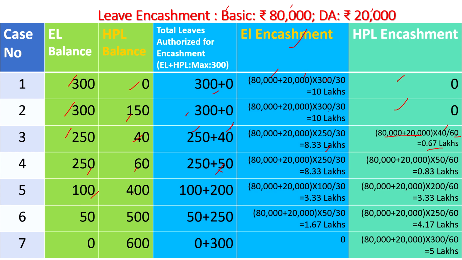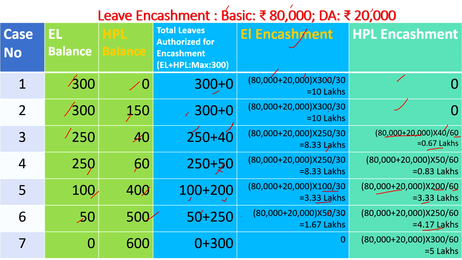Fifth case, there is 100 EL and 400 HPL. We take EL as 100 and the total should be 300, so only 200 HPL will be taken. Here 100 by 30 gives 3.3 lakhs. Here 200 is the HPL, so by 60 the full amount we are taking, so 3.3 lakhs. Sixth case, it is 50 and 500, so 50 plus 250 we will take. 80,000 plus 20,000 into 50 by 30 is 1.67 lakhs, and 80,000 plus 20,000 into 250 by 60 is the HPL.